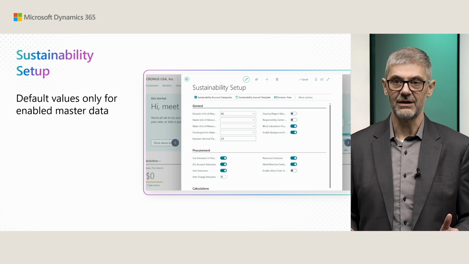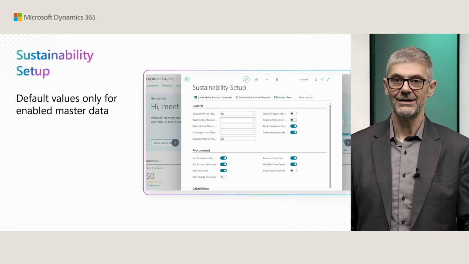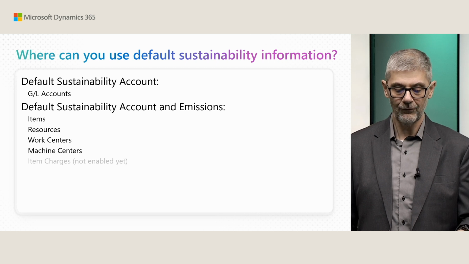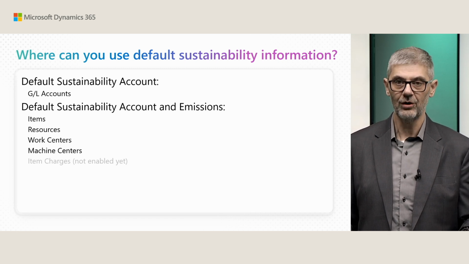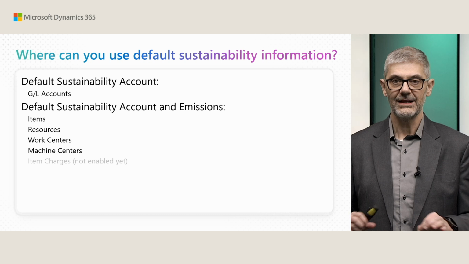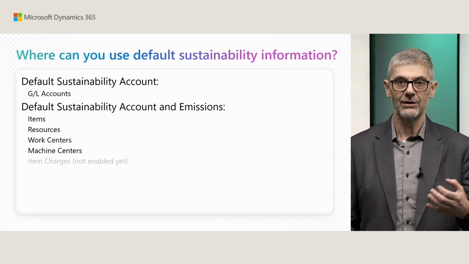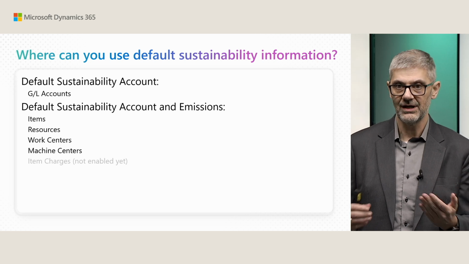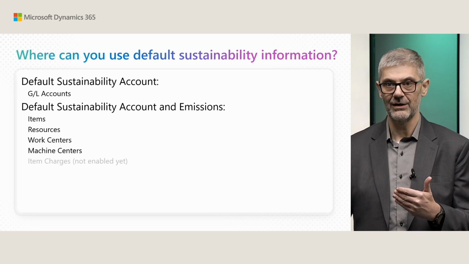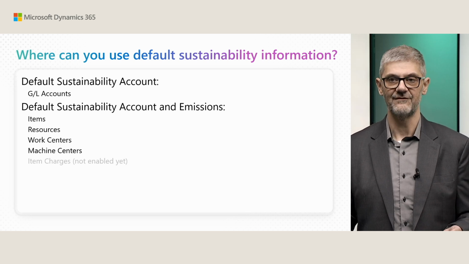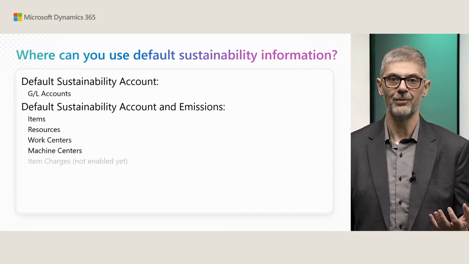You just need to enable these fields and all these default values will be visible on these different master data. So what will you get? On the GL account, you will get only the sustainability account as a default value. You can add only the sustainability account there, because there is no reason to add emission values in the general ledger account, because all the time you will probably have different values when you want to post something.